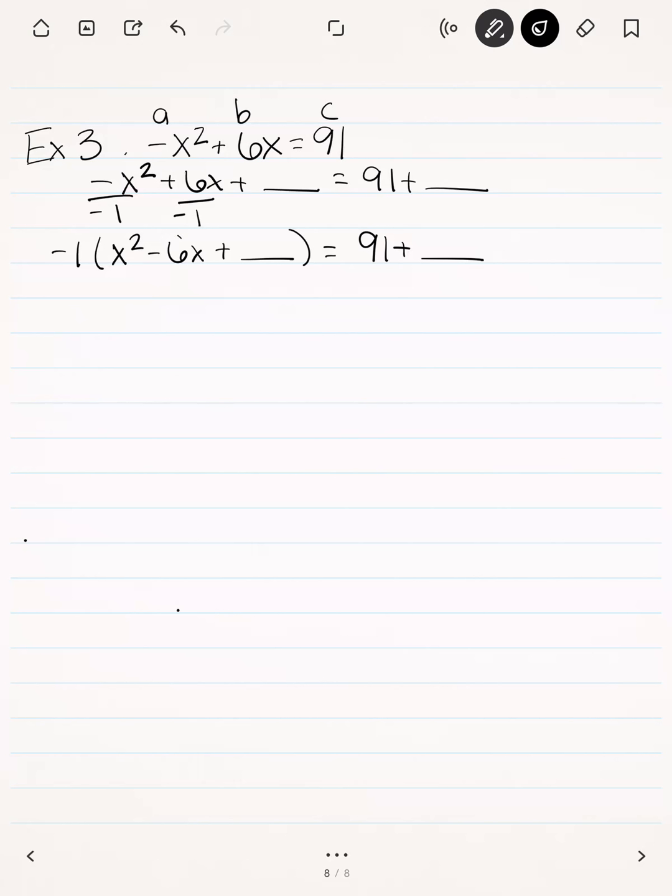Okay, I take my b term and I'm going to half it. So negative 6 divided by 2 is negative 3. Then I square it. So negative 3 squared equals 9. So I place a 9 here. And remember, I have to take that negative 1 and that 9 and I have to multiply them. Okay, so 9 times the GCF, which was negative 1, and I get a negative 9 here.